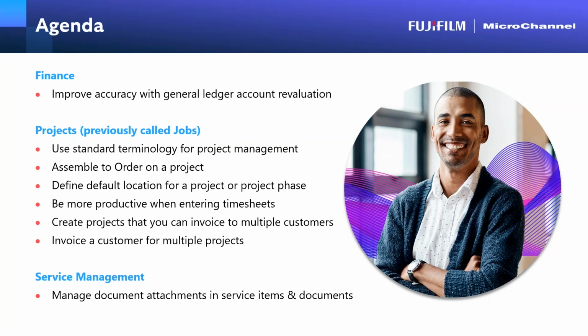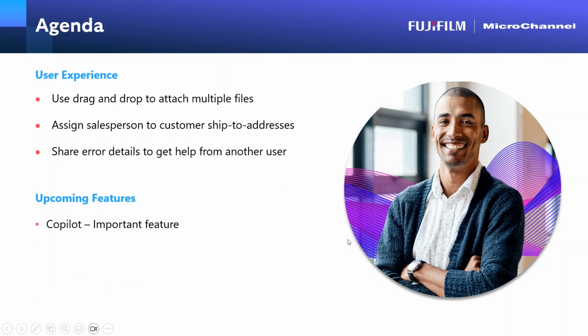Timesheets, they've made quite a few changes just to make it a bit more intuitive and a lot easier. And then when it comes to invoicing, it's around how you can invoice multiple customers out of one project, or you can invoice a customer for multiple projects. On the service side, it's more focusing on what they've done with document attachments, not only on the service items, but also in the documents, how they've now allowed you to have attachments, which was missing in previous versions.